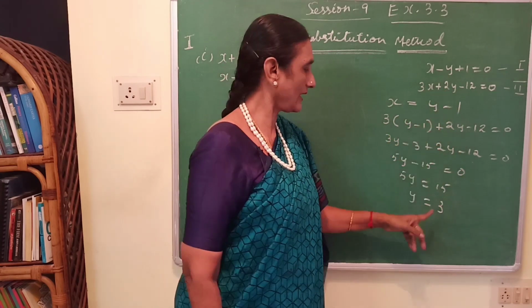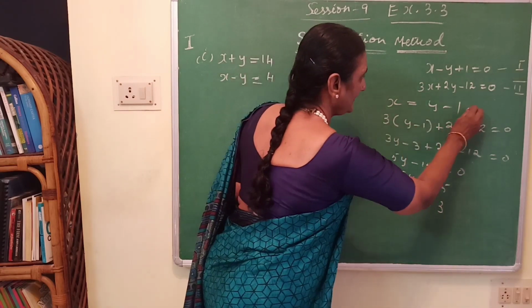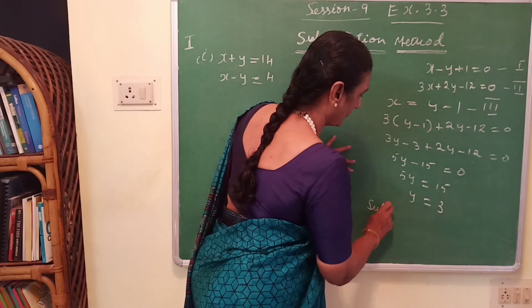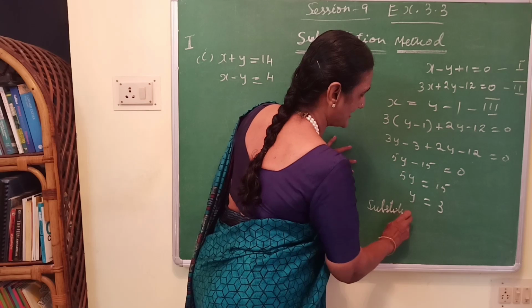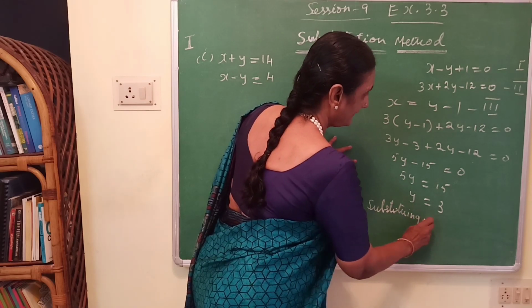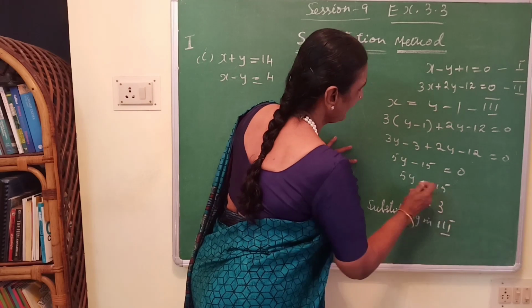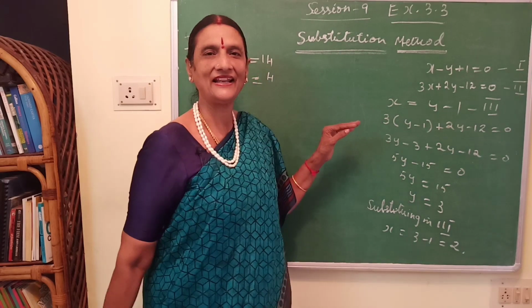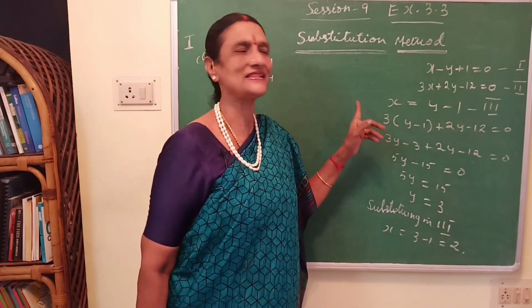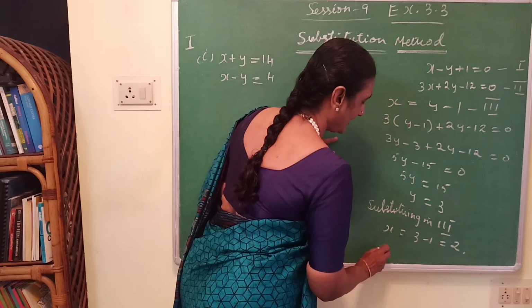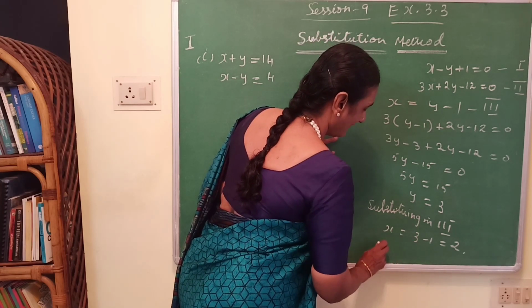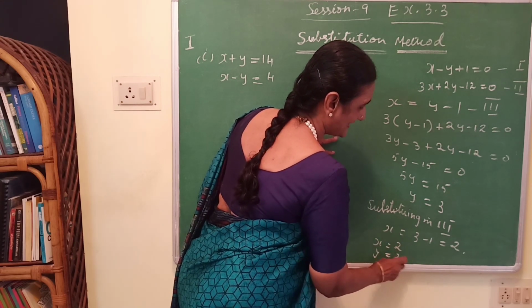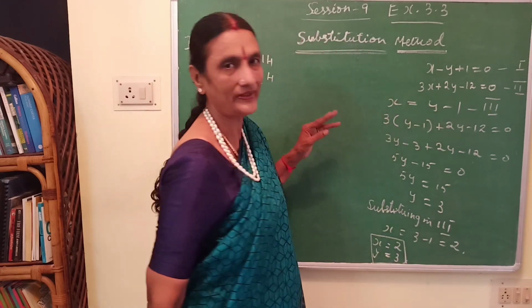That is your wish. Suppose I substitute here, I will name this as 3. Okay, so I am substituting. You have to write this step, this is very essential. Substituting in 3, you get x is equal to 3 minus 1 is equal to 2. Are you understanding? So after the final step, we get x is equal to 2, y is equal to 3 as the solution.